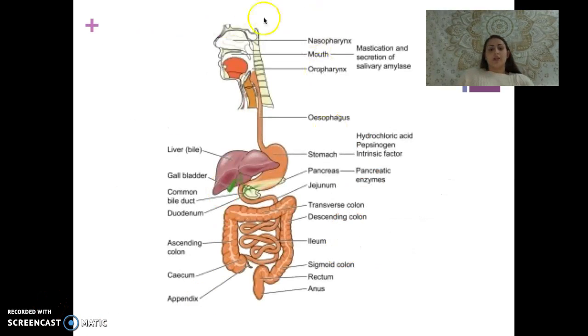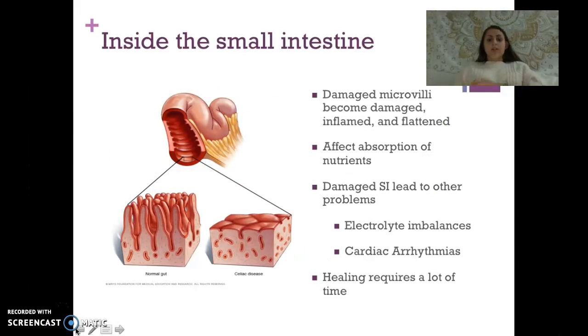Here is a picture of the entire digestive tract. As we eat food, it goes down into our esophagus, processes in our stomach, goes through our small intestines, and right here is where the majority of celiac disease damage occurs. So the body attacks itself, and it causes the microvilli in the small intestine to become damaged, inflamed, and it also leads them to flatten.